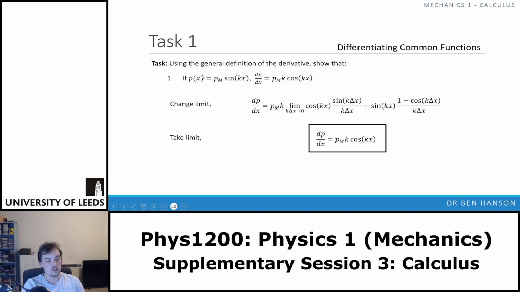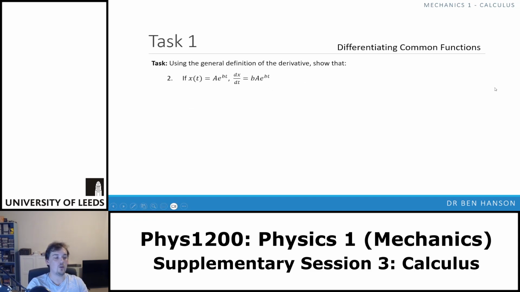If you wanted, you could do p of x equals p m cos kx and prove that it equals minus sine using exactly the same arguments I've made here. Exactly the same. So sine goes to cos, cos goes to minus sine. You can prove that if you want. So let's do the next one.